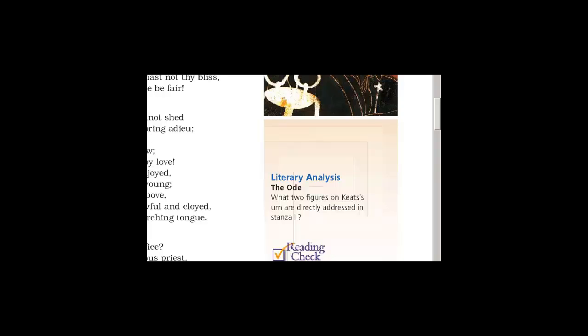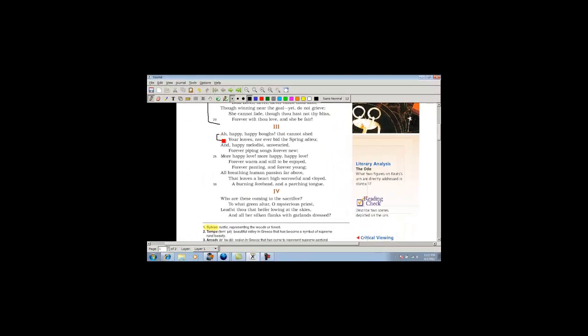The opening lines of stanza 3: "Ah, happy, happy boughs that cannot shed your leaves, nor ever bid the spring adieu." Winter is never going to come for the trees. They will forever be in spring and full bloom. Old age is never going to come for the lovers because they are always going to stay young forever. They're frozen in that moment.